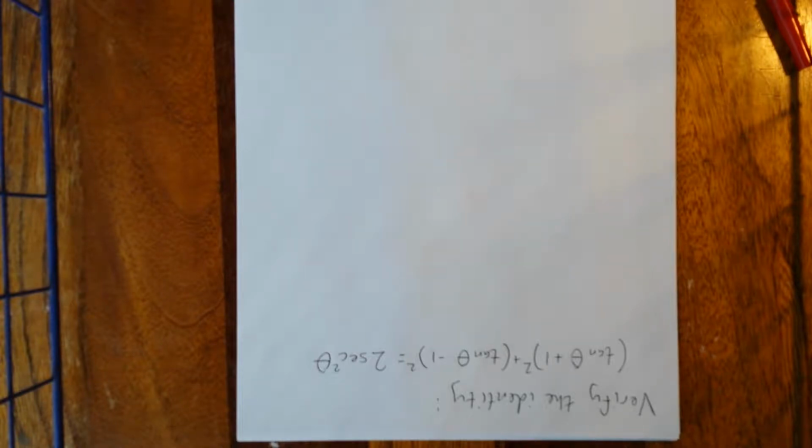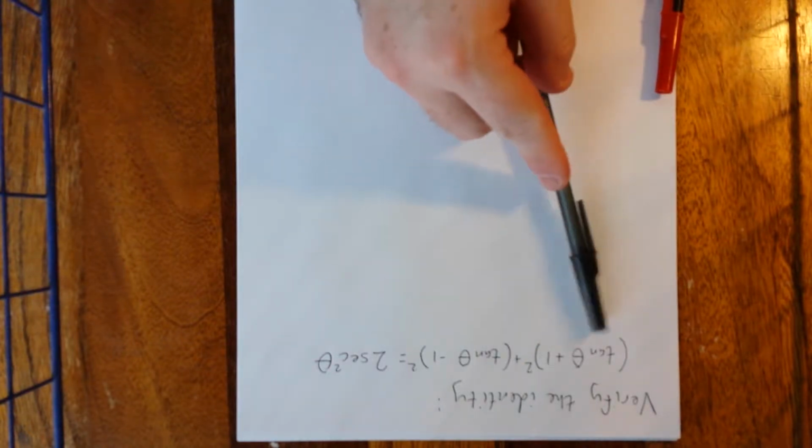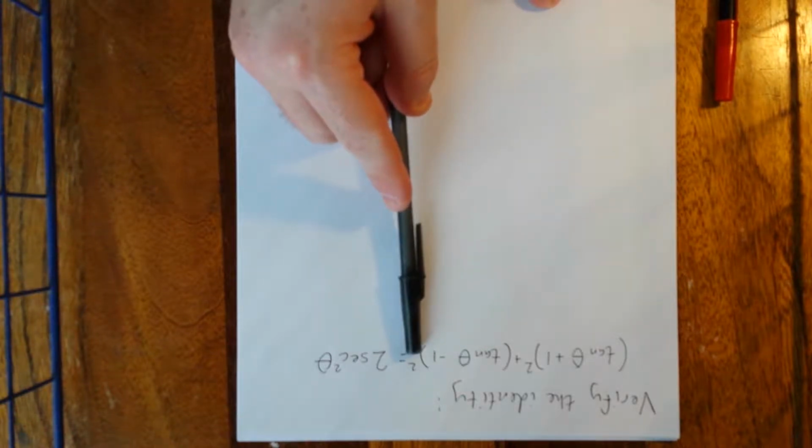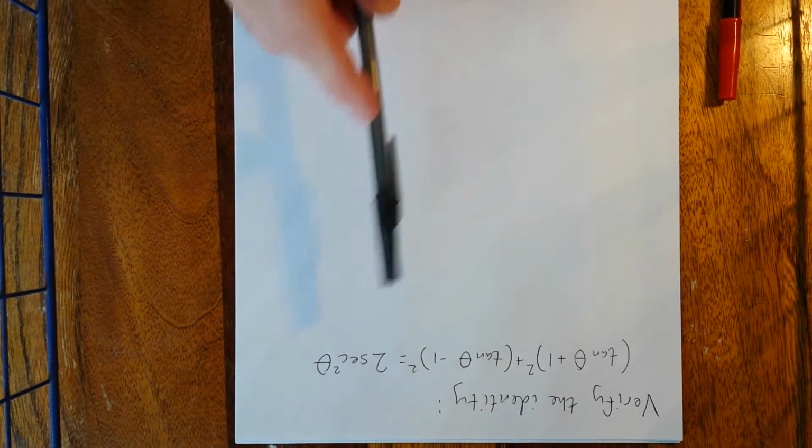Today we are going to be verifying a couple of trigonometric identities. First one we've got for today is going to be verify the identity tangent of theta plus 1 quantity squared plus tangent of theta minus 1 quantity squared is equal to 2 times the secant squared of theta.